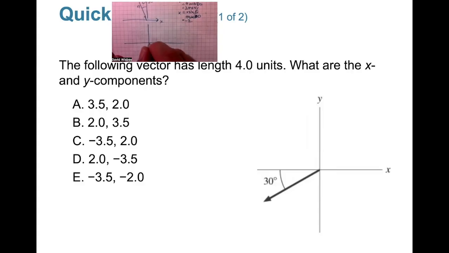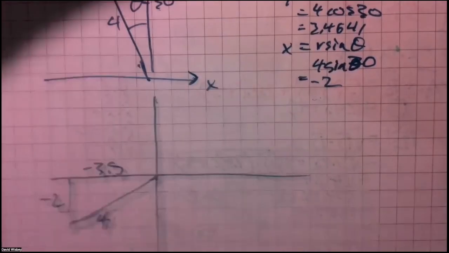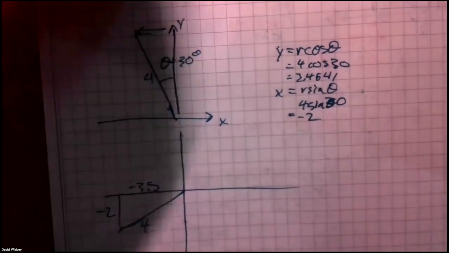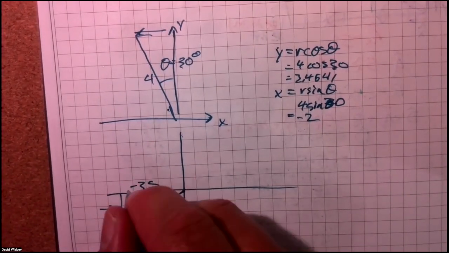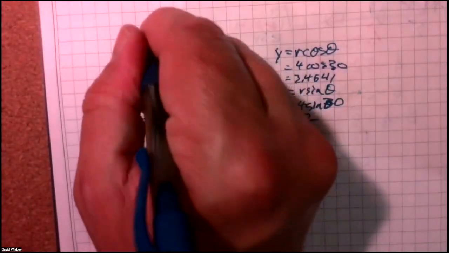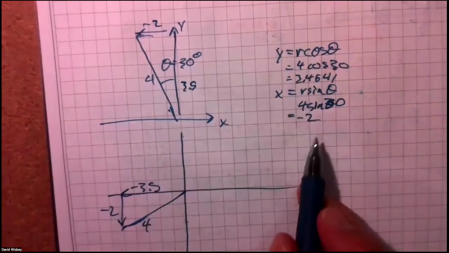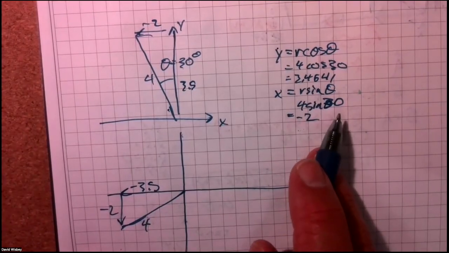It's still 4 long, but now I can just look at this. I already know what this is. This side is -2, and this side is -3.5, because we just did this triangle. Now it's pointing down clearly, so -2. This one's pointing in the negative x direction, so up here this one was -2, but this one was 3.5. That's what I got from MATLAB over here.